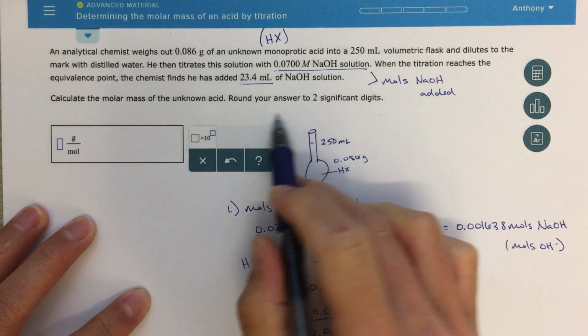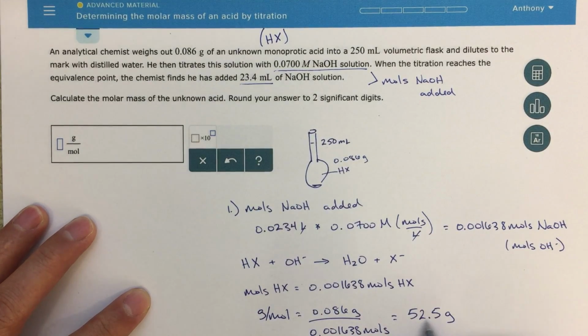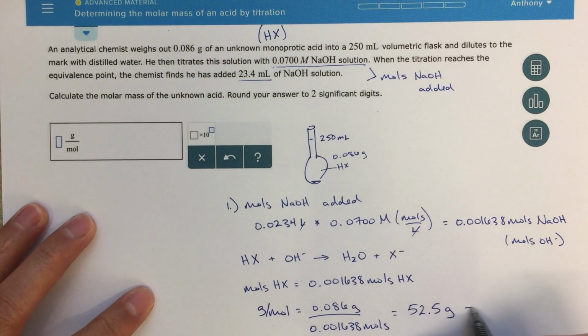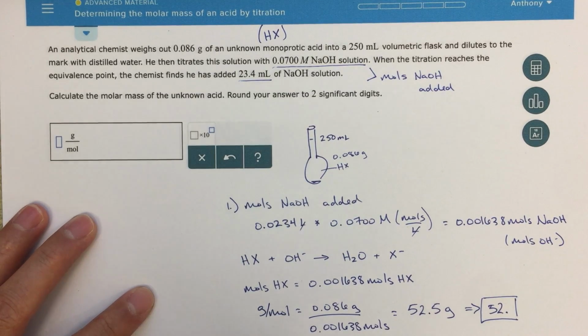And that equals, in this case, 52.5 grams. We're asked to round our answer to 2 sig figs. So in this case, based off of our new rounding rules, we would actually round this to 52. We're going to round to the even value. So 52 with the decimal point, that's what ALEKS would like for this problem.